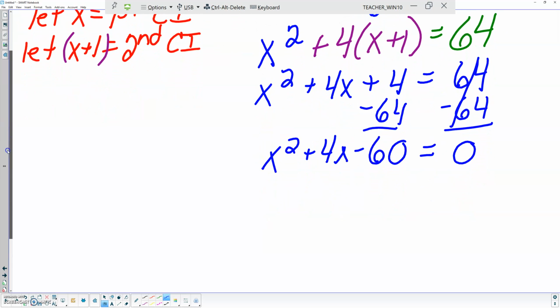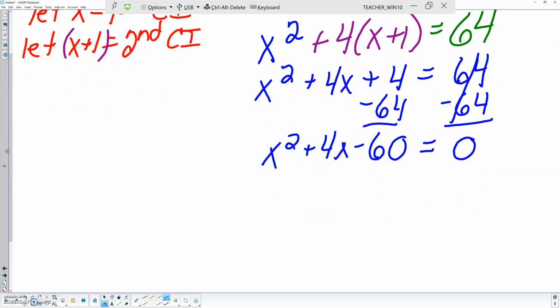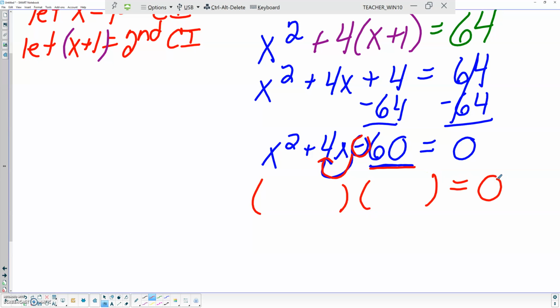Okay, so now we want to factor completely. So on the left-hand side, we don't have a greatest common factor. So here we're going to use the "by" method. So we're looking for numbers that multiply to 60 and subtract to 4. Okay, so we're going to do 2 sets of parentheses because we're going from a trinomial to 2 binomials. And the numbers that multiply to 60 and subtract to 4 are going to be 10 and 6.